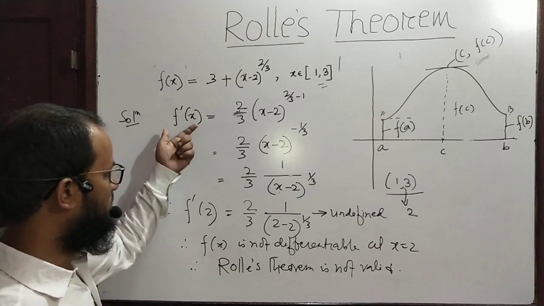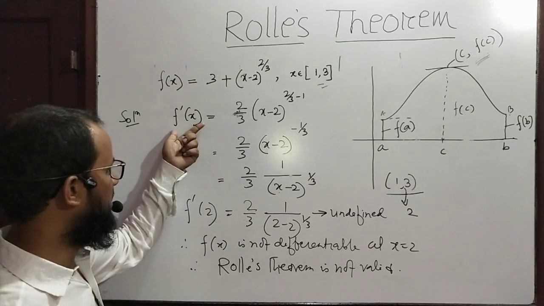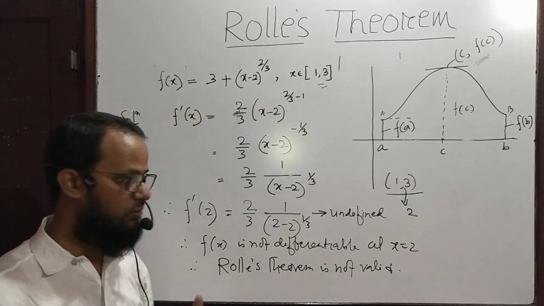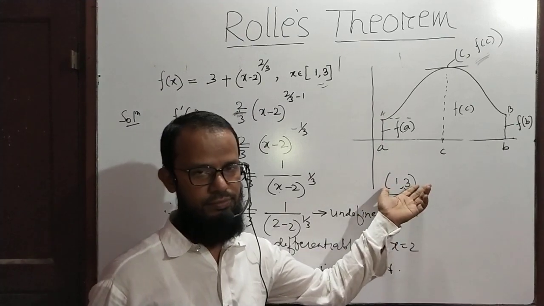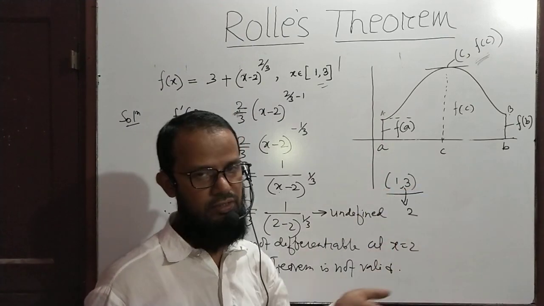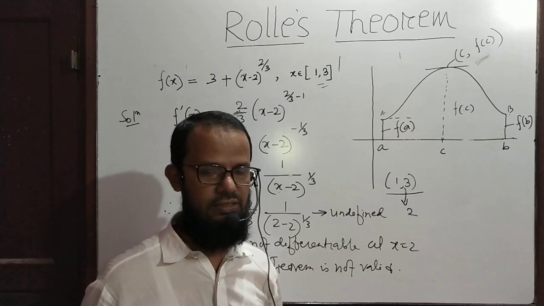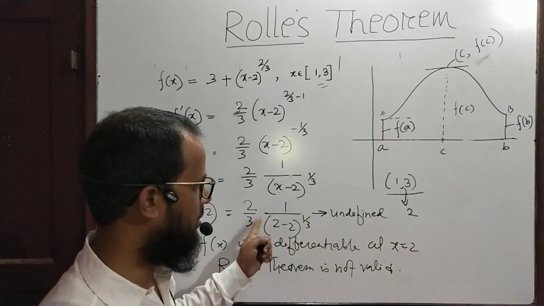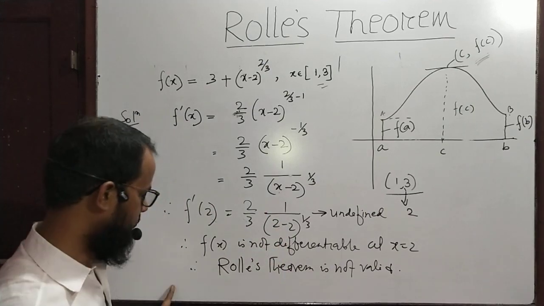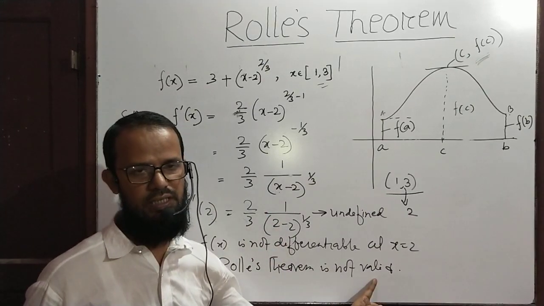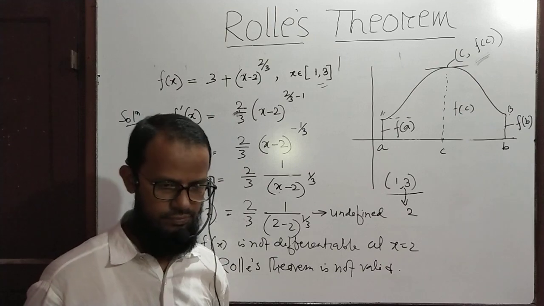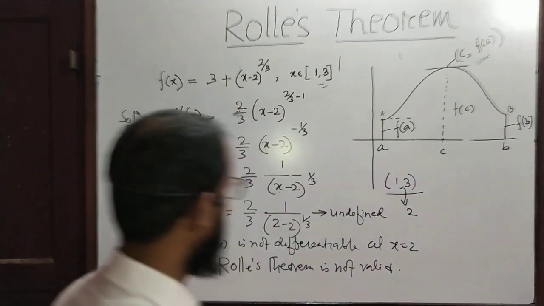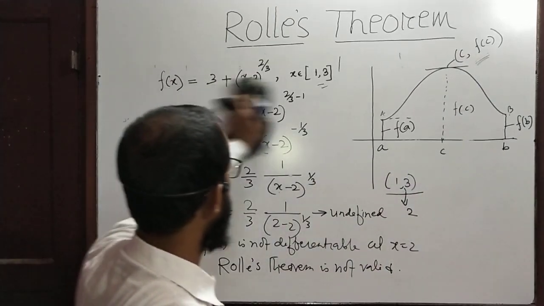Sometimes what happens, you have to check whether this function is differentiable in this open interval or not. You have to check it, and then finally you go to the other conditions and check whether all the conditions of Rolle's theorem are satisfied or not. Here one particular condition is not satisfied, and hence we conclude that Rolle's theorem is not valid for this particular problem. Okay. So moving ahead with another problem, another question.